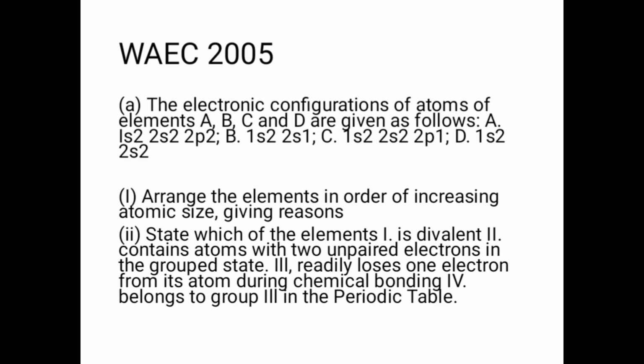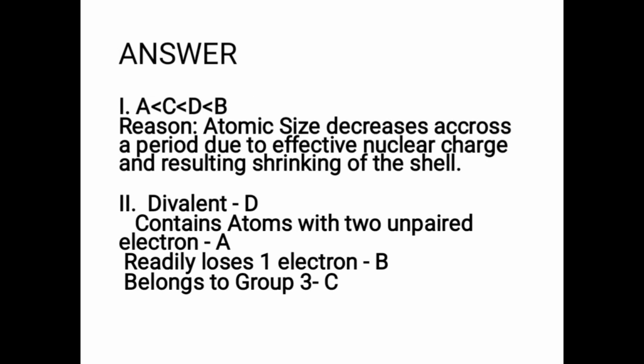You take your configuration again, the orbital box. You are doing 1s2, 2s2, 2p2. In your 2p, you are having three boxes. So if you are going to put that, you put one, you put two, the other will be empty, and the two others will not be paired. They will be single. Therefore, carbon, which is A, has two unpaired electrons.